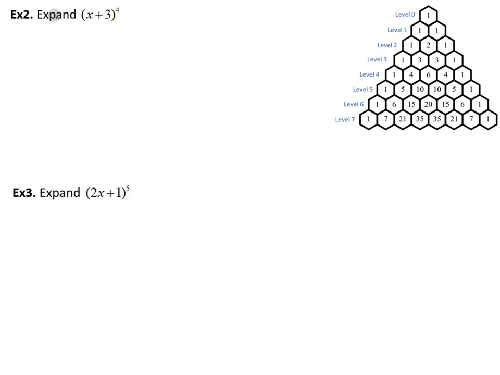Okay, so let's try that second one that we were given in the beginning. Expand x plus 3 to the 4th power. And the first thing we're going to do is find the generic expansion of a plus b to the 4th with Pascal's triangle.